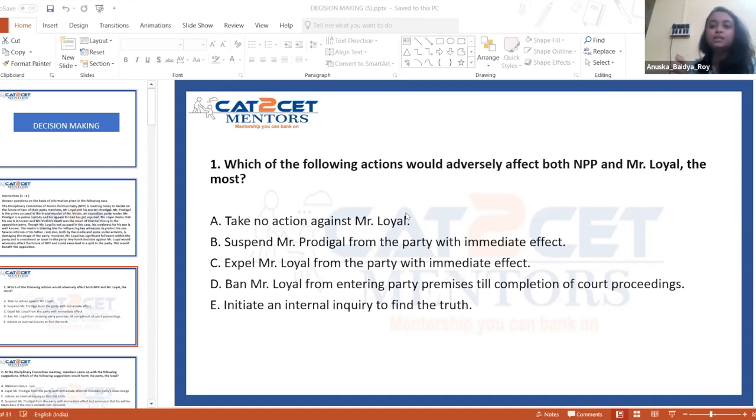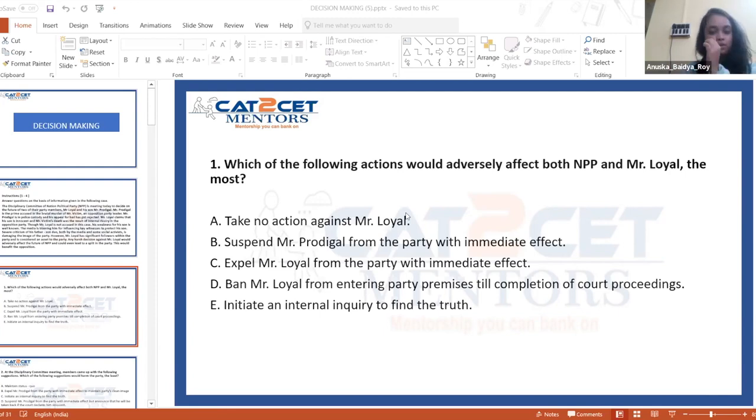Now, there will be instances in decision making where you will find that none of the options are good enough. I mean, they're outrightly stupid options. That is also there. But that's the trick. You have to choose whatever is the best possible option out there. So we will use POE, or process of elimination.